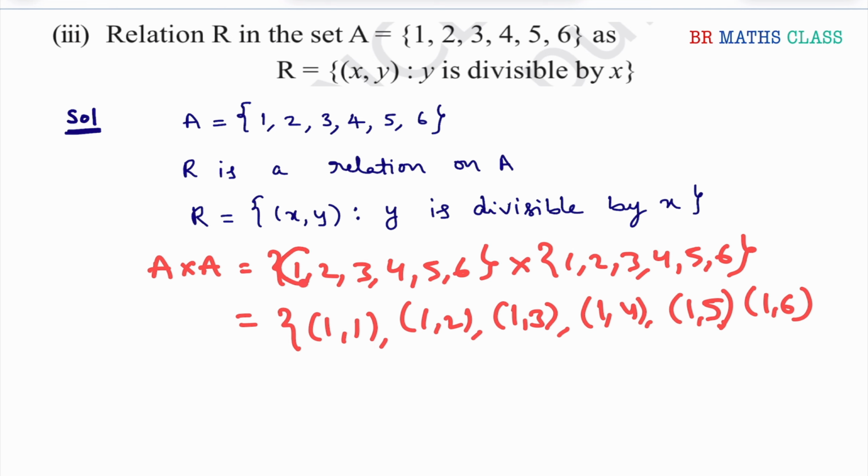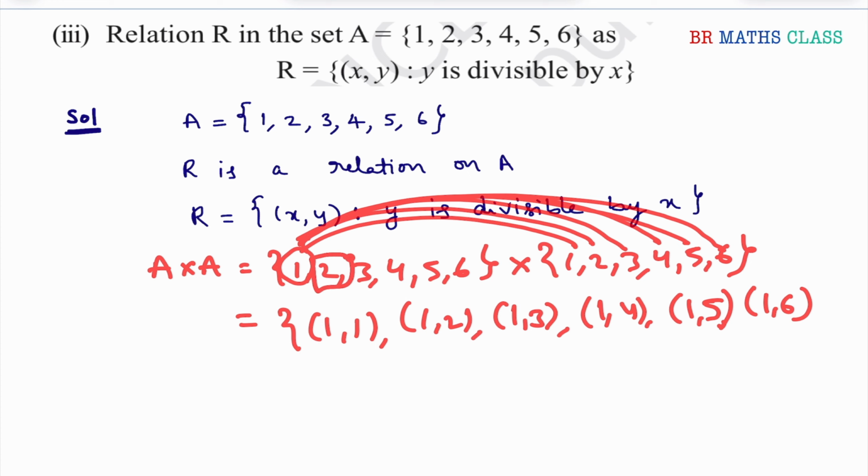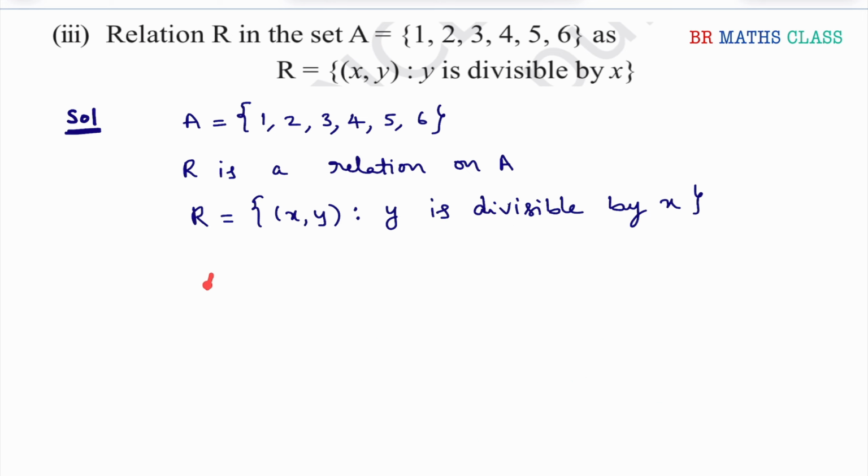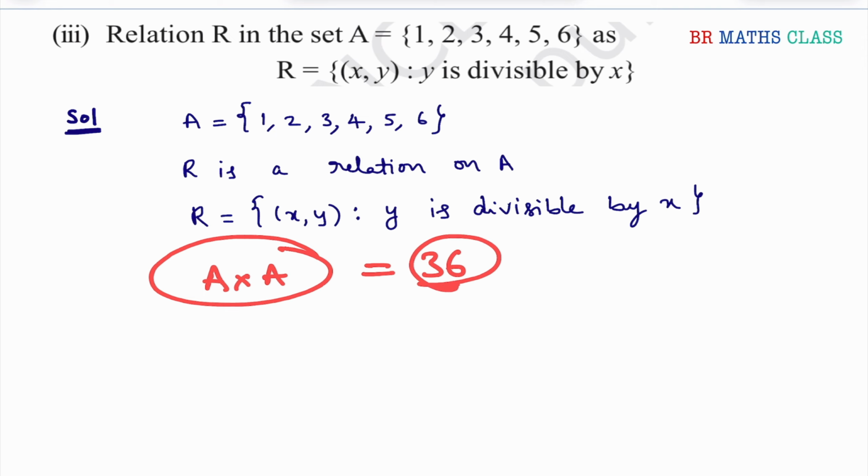I hope you are understanding. Take 1, you pair with all the elements of this. Similarly, next you take 2. What will you get? (2, 1), (2, 2), (2, 3), (2, 4), (2, 5), (2, 6). Next, take 3: (3, 1), (3, 2), (3, 3), (3, 4). Like that. It is not a good idea to write all 36 elements of A cross A, but keep in your mind what is there in A cross A.